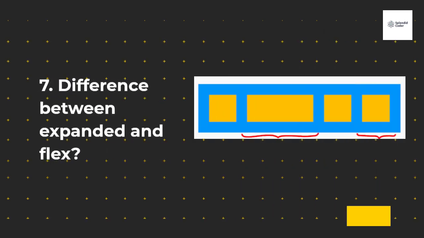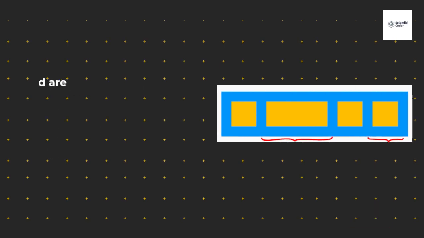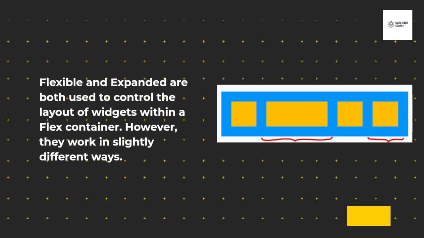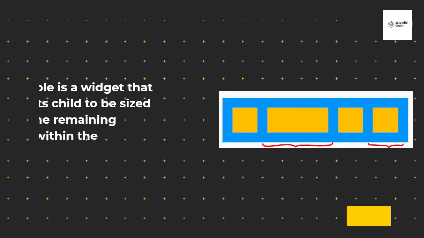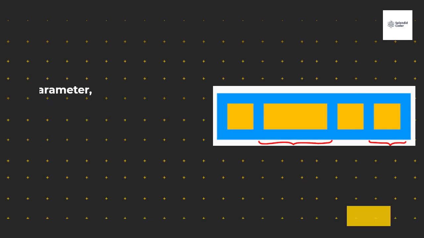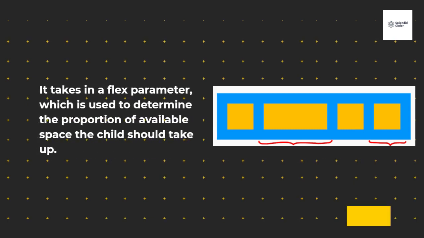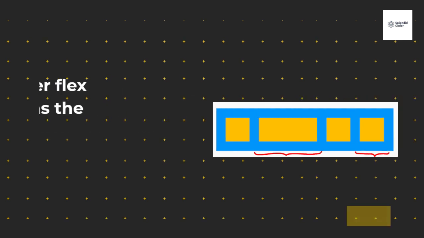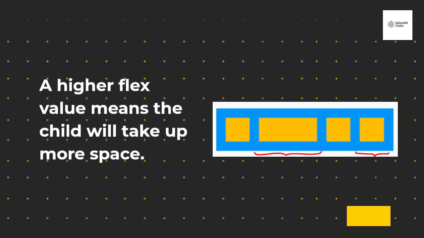7. Difference between Expanded and Flexible? Flexible and Expanded are both used to control the layout of widgets within a Flex container. However, they work in slightly different ways. Flexible is a widget that allows its child to be sized based on the remaining available space within the Flex container. It takes in a flex parameter, which is used to determine the proportion of available space the child should take up. A higher flex value means the child will take up more space.